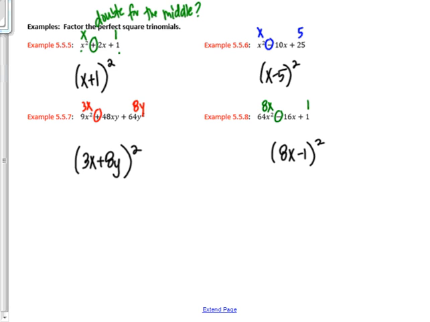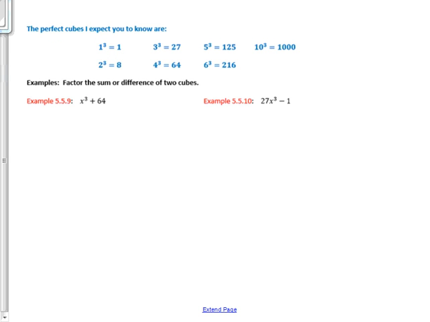Now again, you can work those as easy and hard trinomials. It's a little bit faster this way if everything works out. All right, and then our last special form is cubes. The sum or difference of cubes might be new to you. So I gave you a list of the cubes that I would expect you to know.